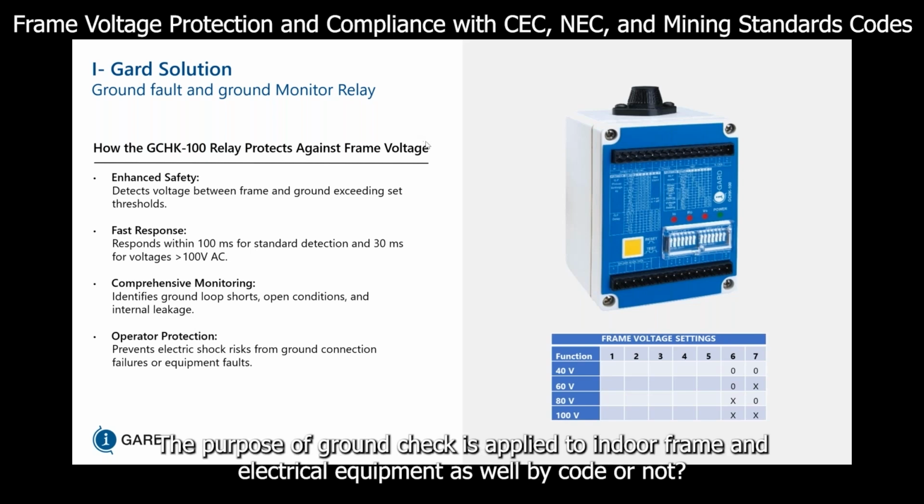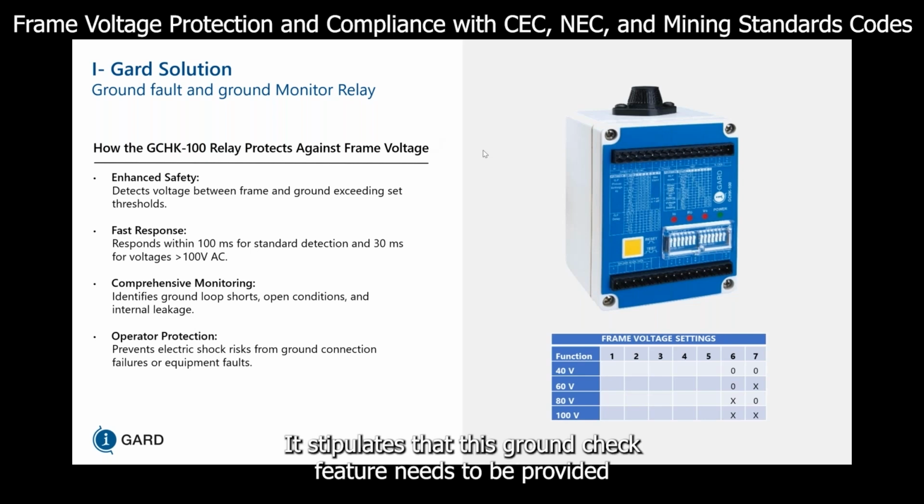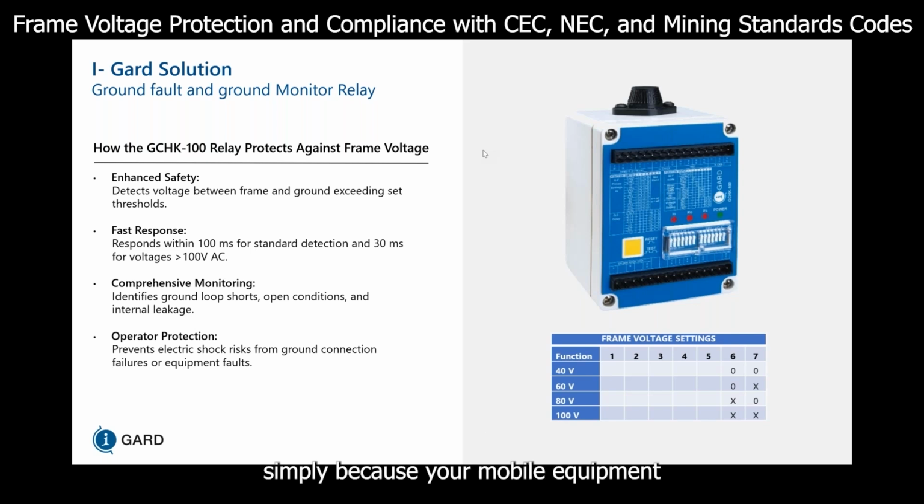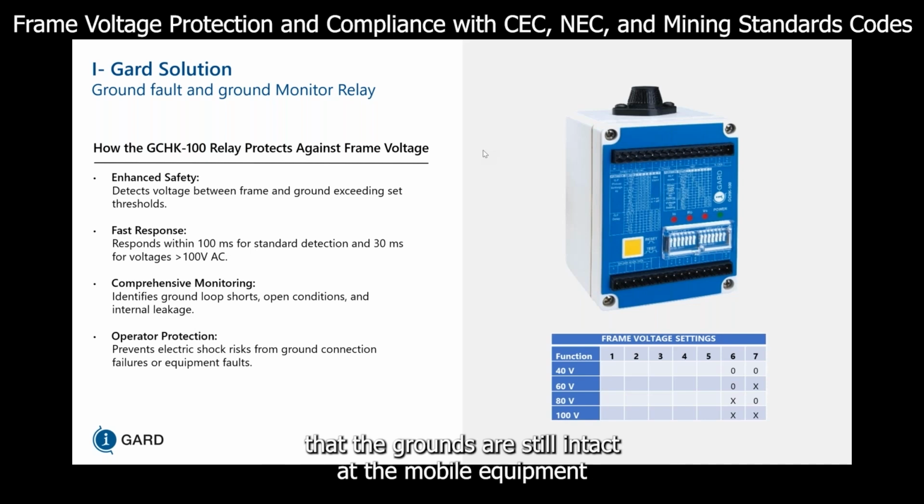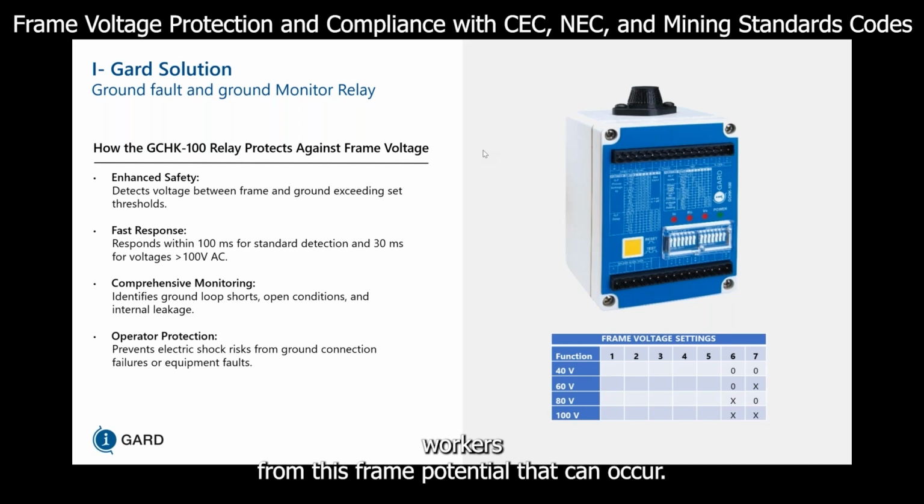The purpose of ground check is applied to industrial frame and electrical equipment, by code or not. Mostly the mining code stipulates that this ground check feature needs to be provided simply because your mobile equipment can be a few kilometers away from the main substation feeding it. As a result, there's a need to monitor and ensure that the grounds are still intact at the mobile equipment to protect the workers from the frame potential that can occur.